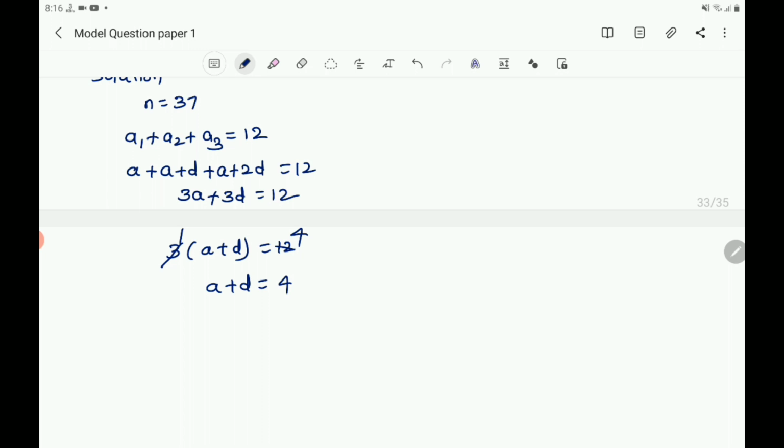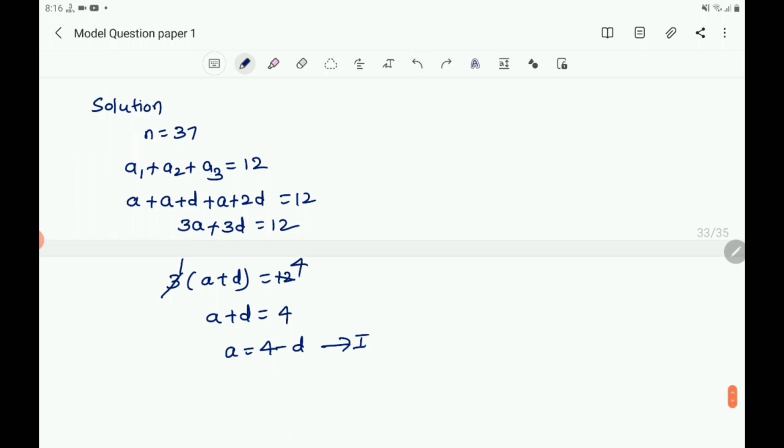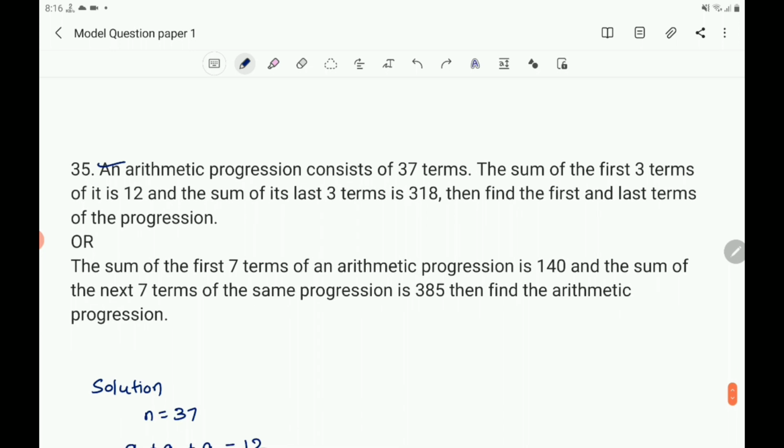Now you express this in terms of a or in terms of d. Let us write it as a equals 4 minus d. Consider this as the first. Here what we have done: we have taken the first relation a1 plus a2 plus a3 equals 12 and finally you got this one, a equals 4 minus d, and you consider this as the first. After that one more relation is there.